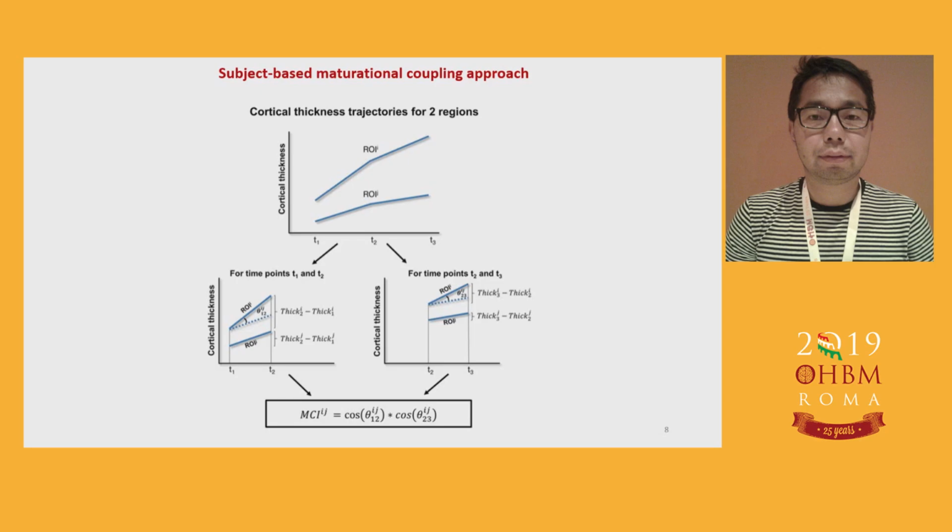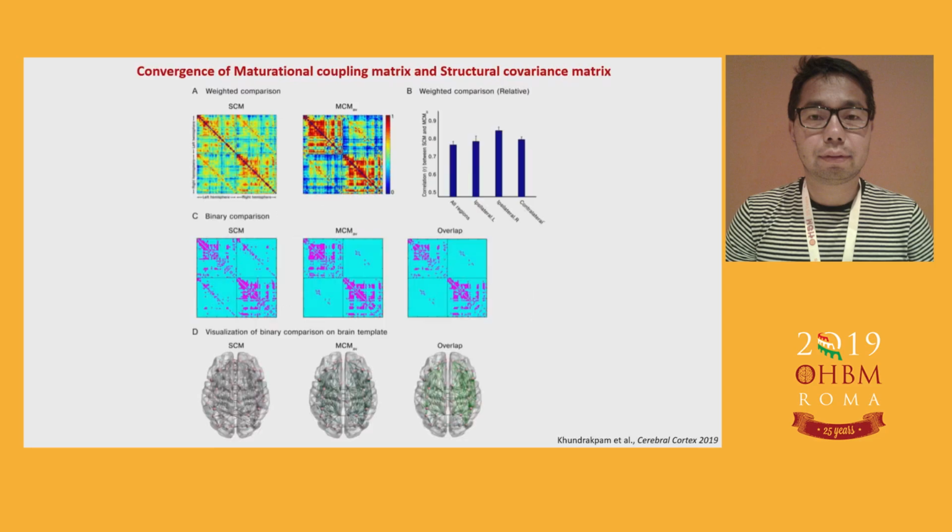So in the end, we define this maturational coupling index between any two pair of regions, and you could do this for the rest of the brain regions. The first thing we wanted to see was, how does it match with the population-based structural covariance matrix? On the left is the population-based structural covariance matrix, and on the right is the average of the maturational coupling for all the subjects, in this case 141 subjects.